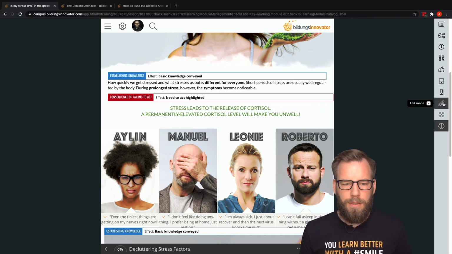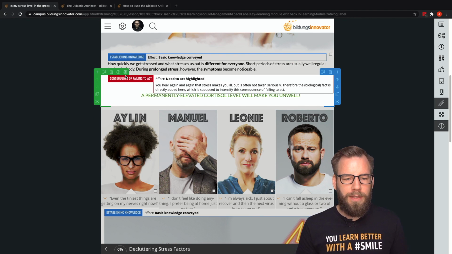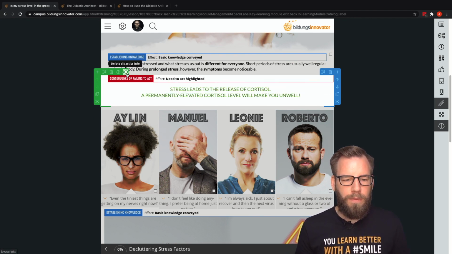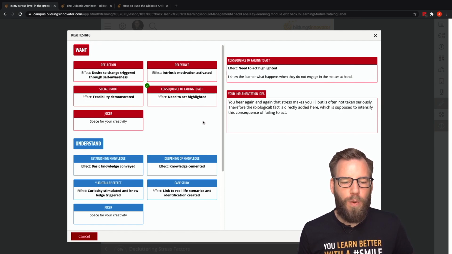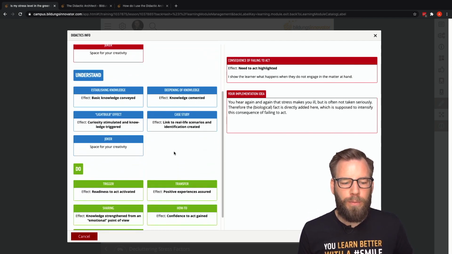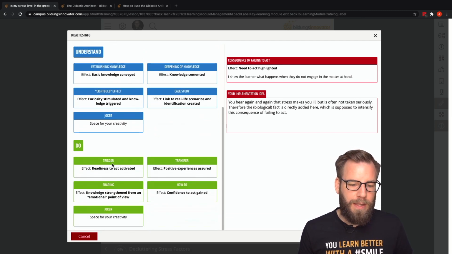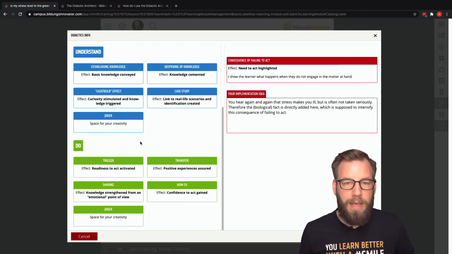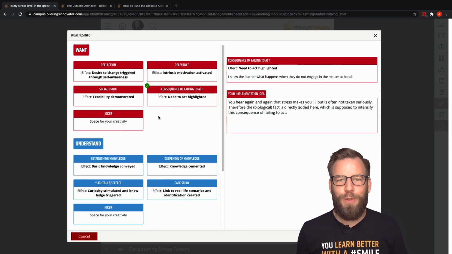So let's activate the edit mode here, and then I will guide you through the Didactics Architect. So you see here that I could delete the didactics info, which I'm not going to do, or select didactics info. We have three levels here. We have the level of want, the level of understand in blue, and the level of do, which is green. In other words, we have the knowledge level, which is blue, the behavior level in green, and then we have the red level, which concerns the attitude of the learner.